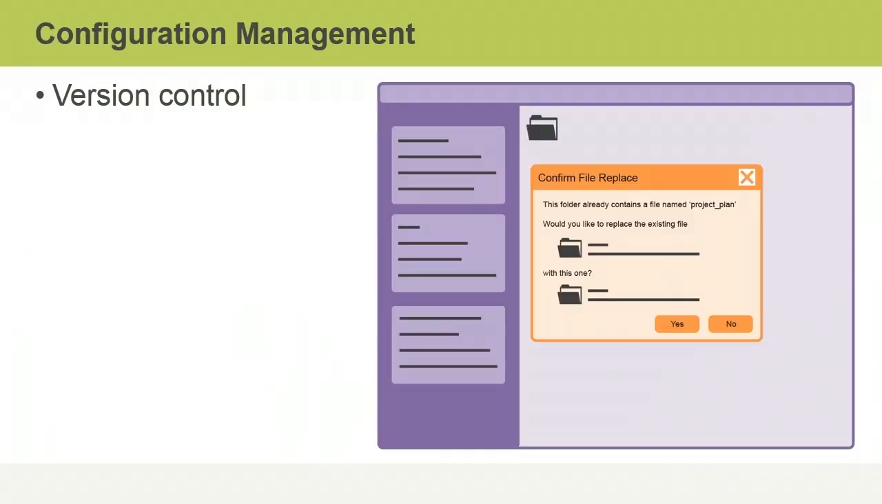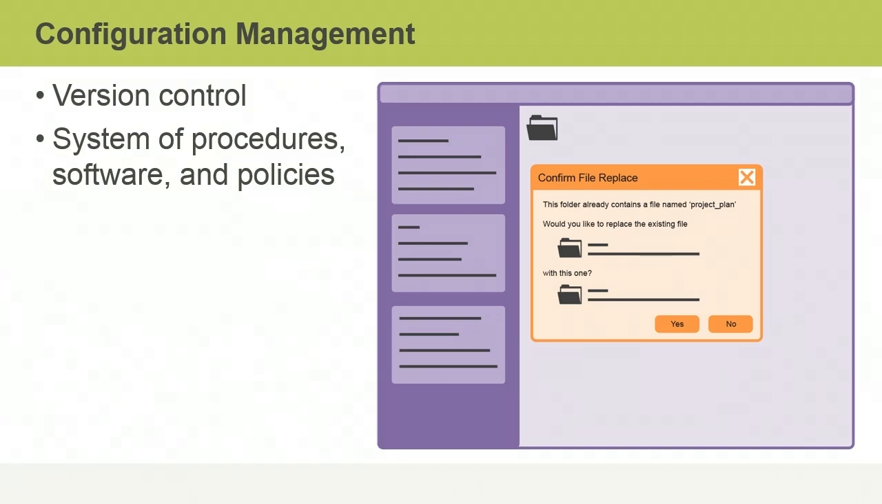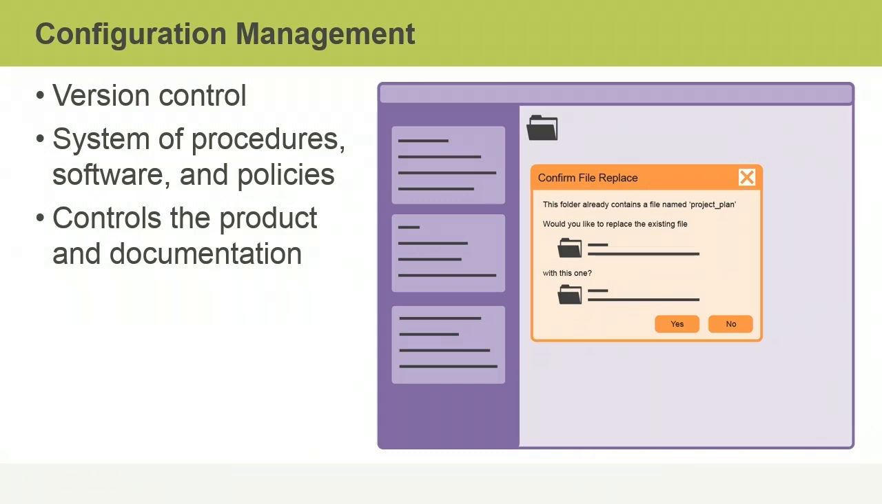There's another aspect to integrated change control that you'll hear a lot about in project management: configuration management. You can think of configuration management as a fancy term for version control. A configuration management system is an all-encompassing system of procedures, software, and policies used to control versions of the product and its components. It also controls all product-related documentation and key project management documents, such as the project management plan and various logs.